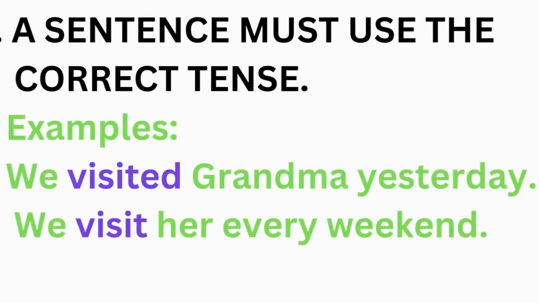Rule number 5, a sentence must use the correct tense. Let's look at some examples. We visited grandma yesterday. Now, visited is a verb in the past tense because we are talking of an action that took place in the past. Look at example 2. We visit her every weekend. Now, because this action takes place habitually, we use the present tense. So a sentence must use the correct tense. Of course, if you use the wrong tense, you distort the meaning and you render it ungrammatical. All right?